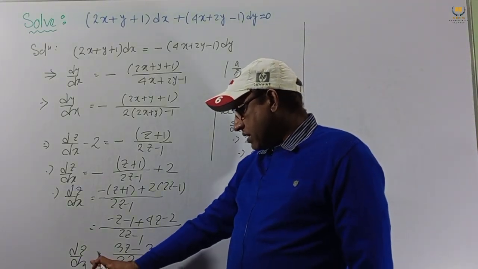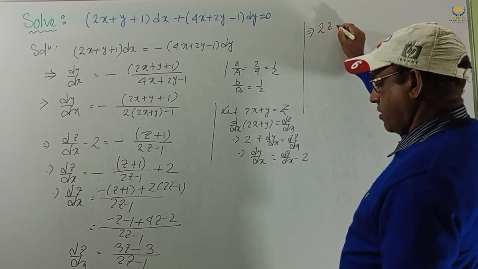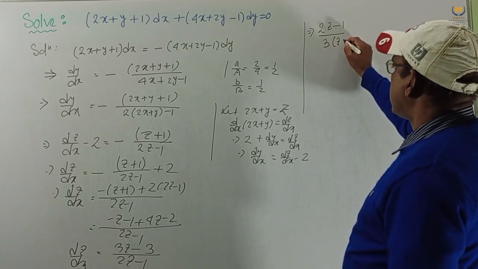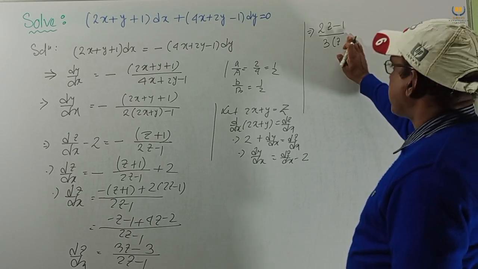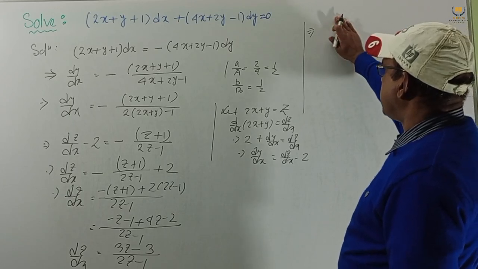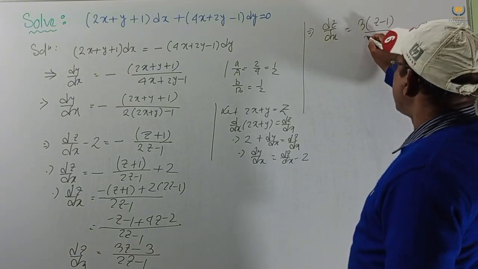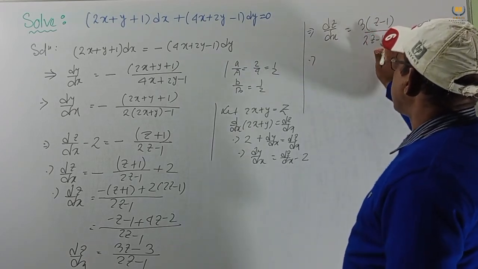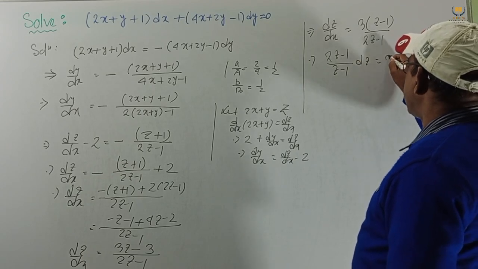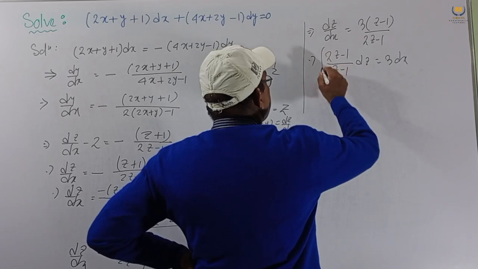Next we separate the variables. Dz multiplying this side, dividing this side, and dx on this side, we get (2z - 1)/(3z - 3) dz = dx. Taking 3 common, we get (2z - 1)/(3(z - 1)). With variable separation, we get (2z - 1)/(z - 1) dz = 3 dx. Now we integrate both sides.